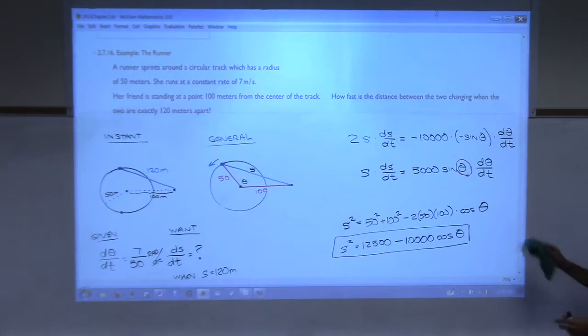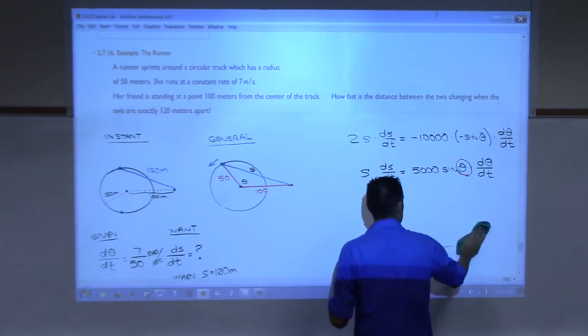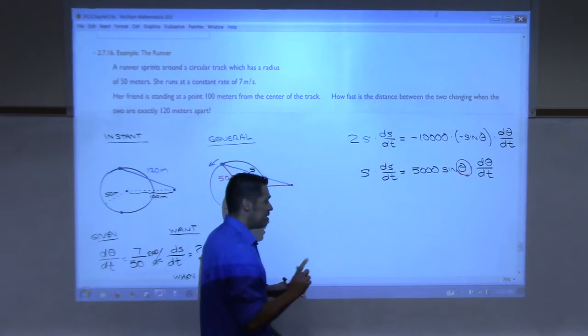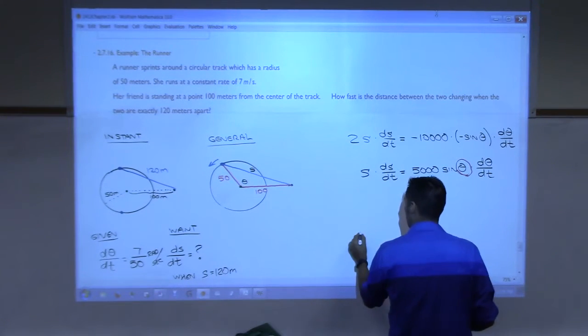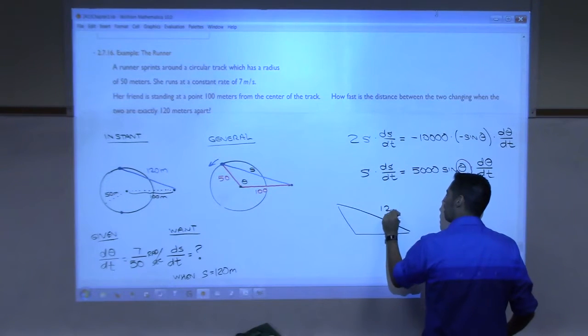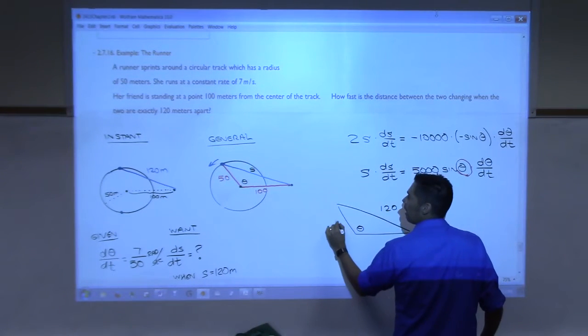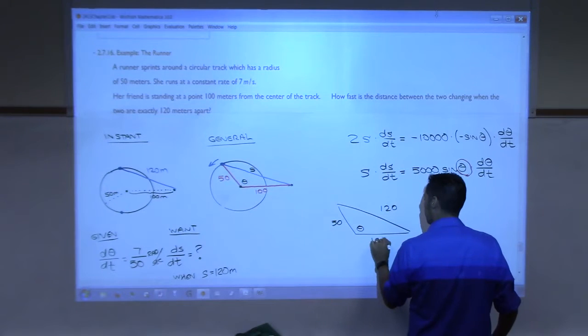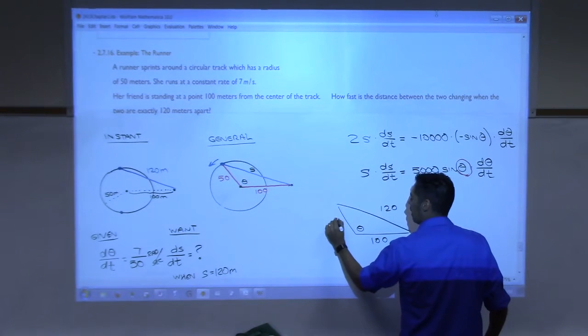I can't find it. So now I'm allowed to look at the instant in time, aren't I? And at the instant in time, here's what I've got. I've got 120, I've got theta, I've got 50, and I have 100, right? That's what I have at the moment in time.